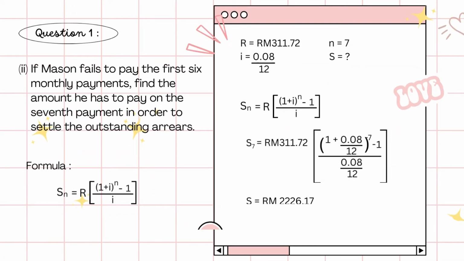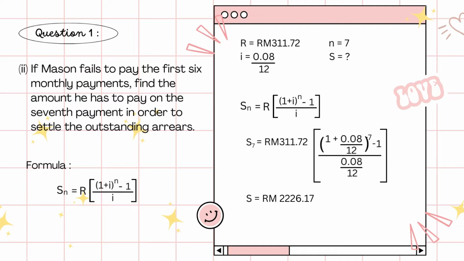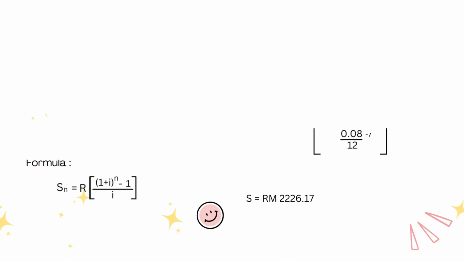For the next question, we have to use the future value formula because it is an outstanding arrears question. If it is an outstanding balance question, we have to use the present value formula. For N, it is 7 because Mason has to pay on the 7th payment, so N has to be 7. The amount Mason has to pay is 2,226 ringgit and 17 cents.